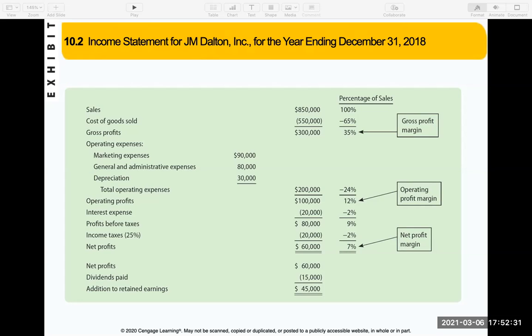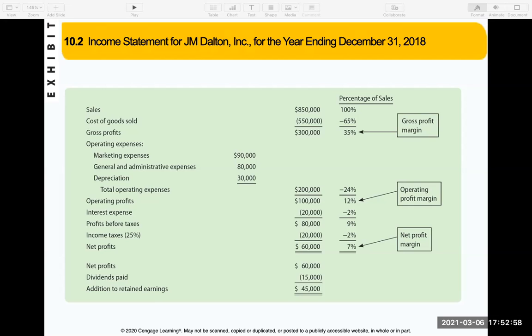So $850,000 in revenue and $550,000 in expenses gives you a gross profit, remember, of $300,000. At this point in time, their gross profit margin is about 35%, which is really low. They really need to consider looking at their expenses and cutting costs while maintaining some value in the firm's product or service. Not sure what the product or service is for J.M. Dalton. This is straight from the book, but this would be the data you would use to reconsider your expenses.